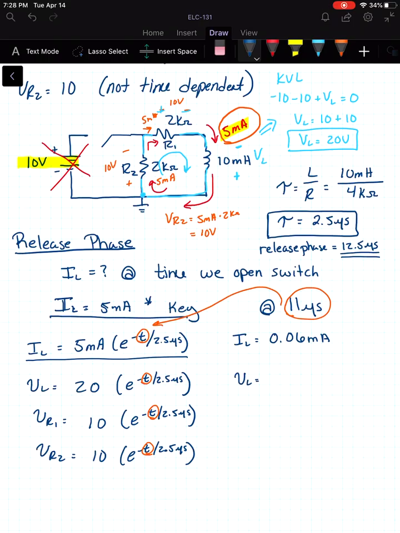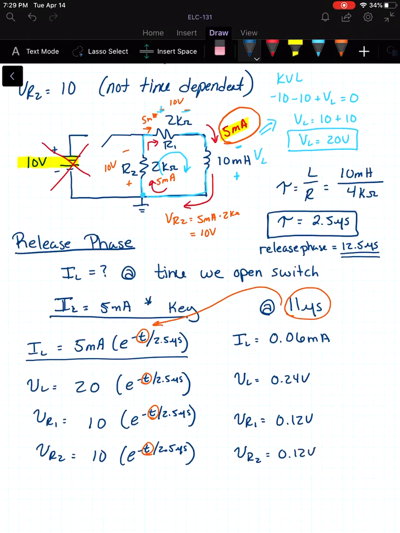And VL, if we substitute 11 in this equation, 20 times e to the minus t over 2.5 microseconds, we should get down to about 0.24 volts. Very small at that point. We're almost at 0. And then VR1, if we substitute the 11 microseconds into this equation, we get 0.12 volts, and the same for VR2.